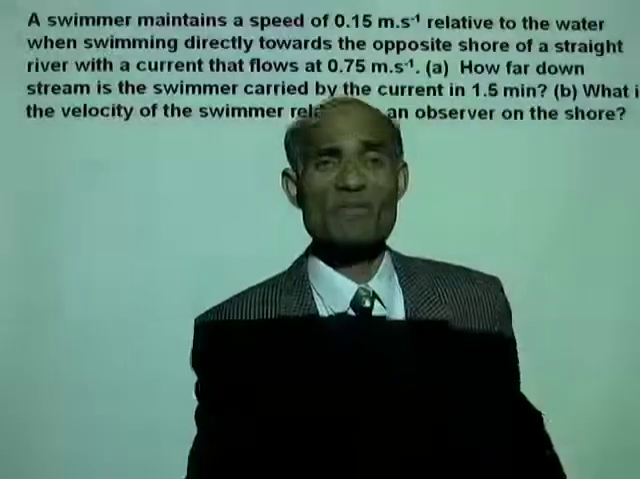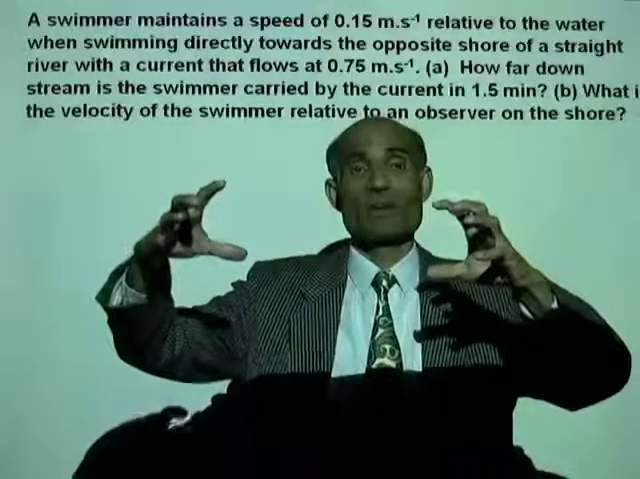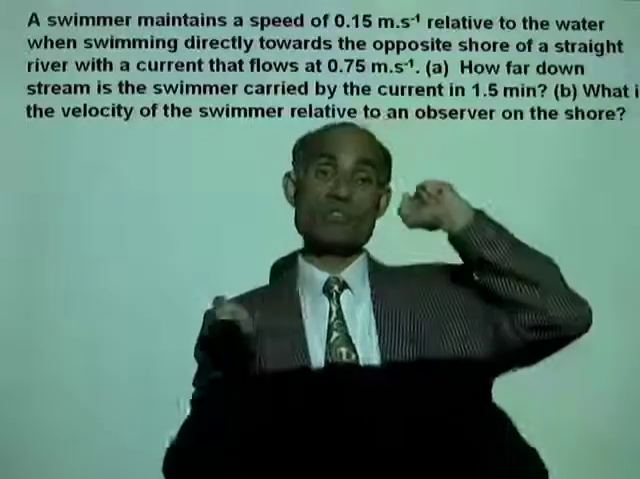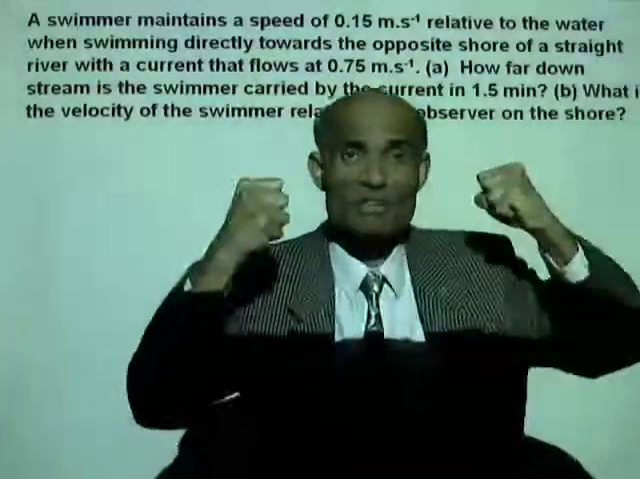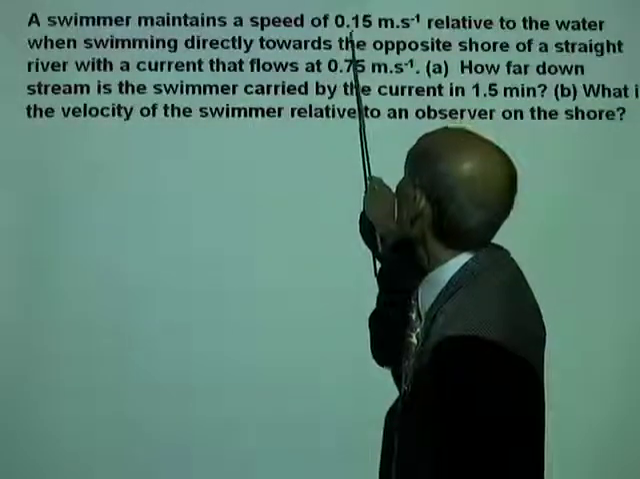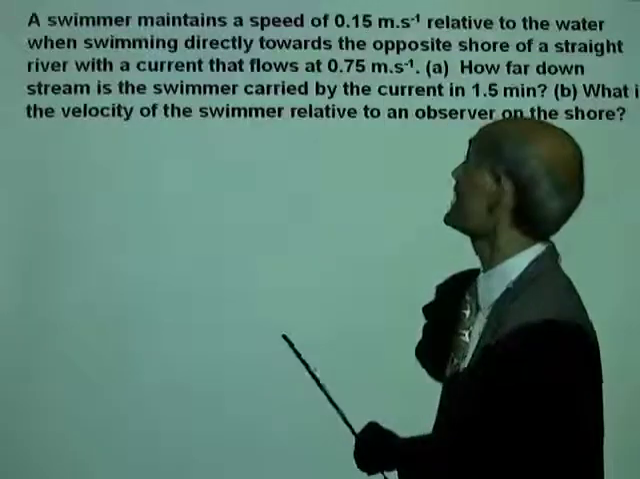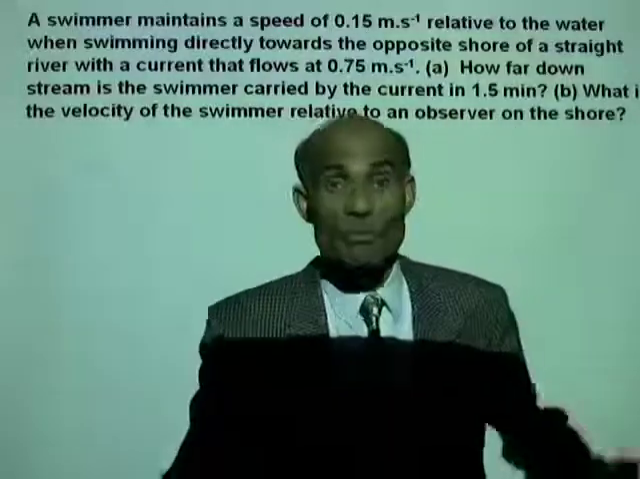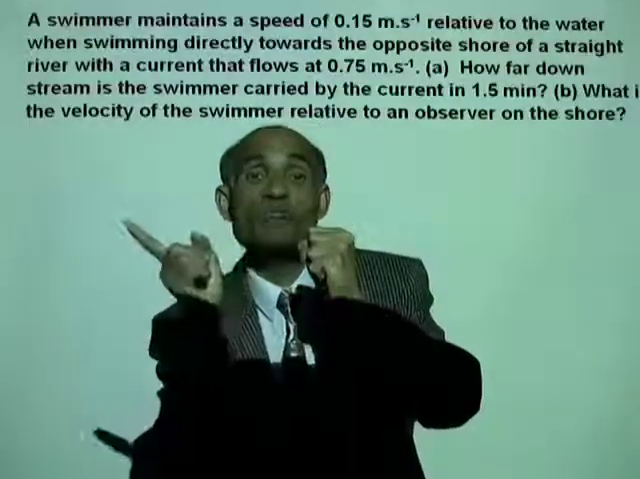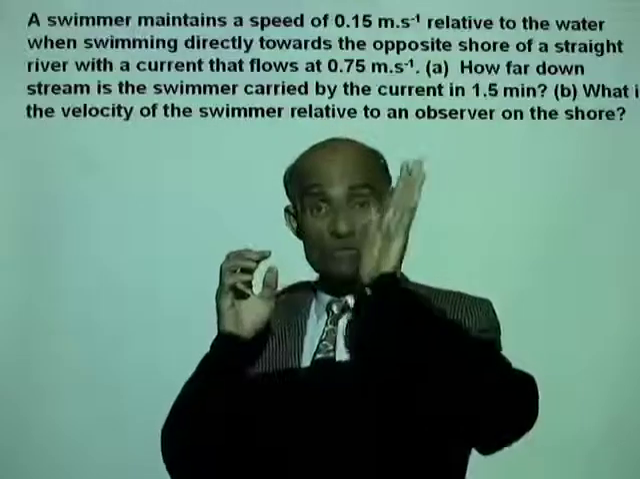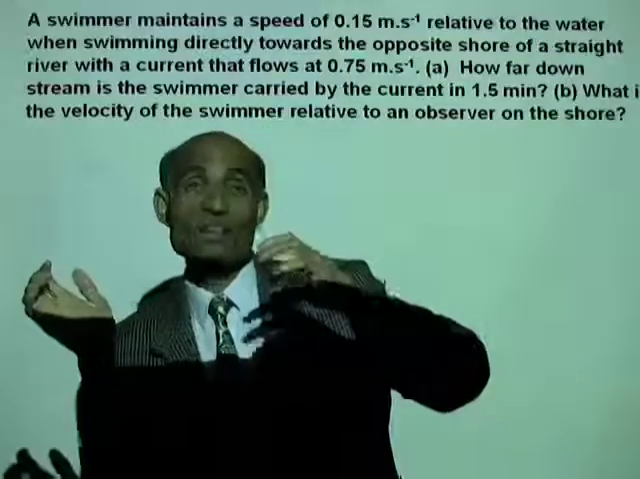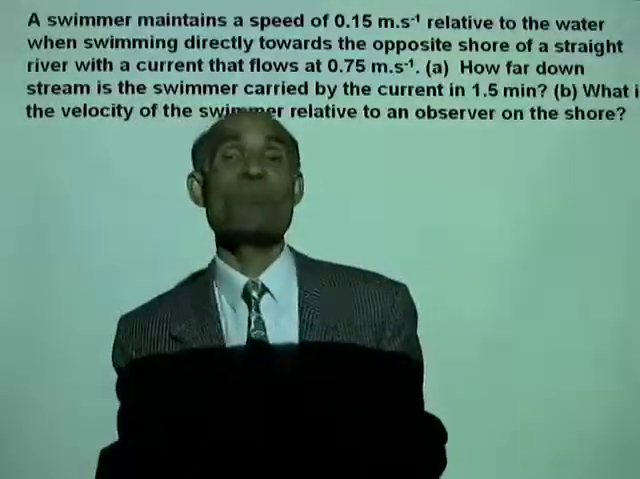Well, you can understand that problem. There's a river flowing and the swimmer is going across the river. The swimmer has a velocity of his own. What is the speed of his swim? It's 0.15 meters per second. But the river is flowing. That means the swimmer is subjected to these two velocities: his own velocity and also the velocity of the river. The swimmer is being carried downstream by the river.